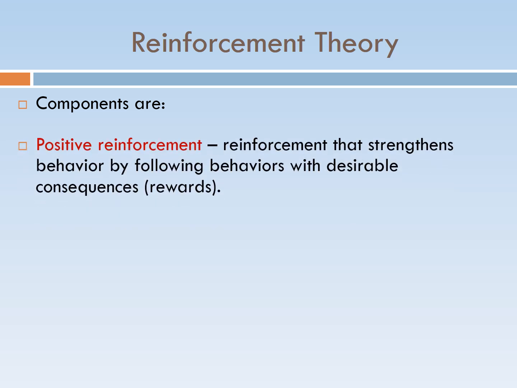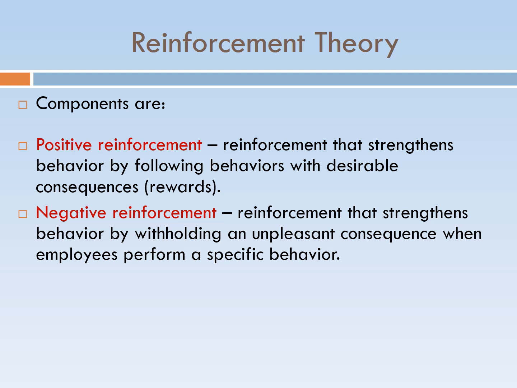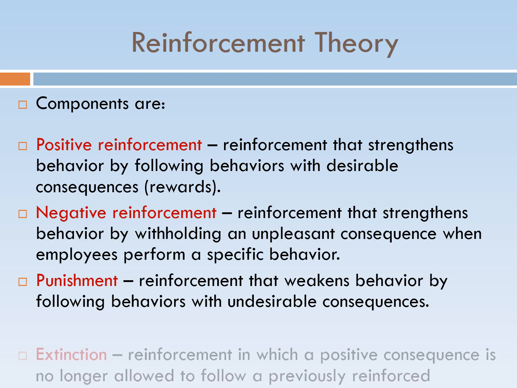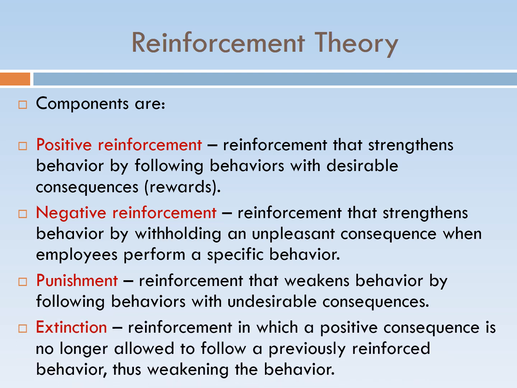The components are positive reinforcement, reinforcement that strengthens behavior by following behaviors with some kind of desirable consequence, like a reward. Negative reinforcement is reinforcement that strengthens behavior by withholding an unpleasant consequence when an employee performs a specific behavior. Punishment is reinforcement that weakens behavior by following behaviors with undesirable consequences. And extinction is reinforcement in which a positive consequence is no longer allowed to follow a previously reinforced behavior, thus weakening the behavior.